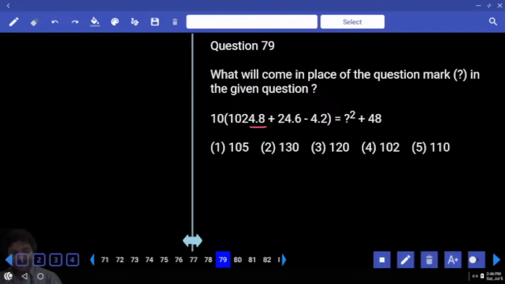Right, everywhere only one digit after decimal, correct? Subtract 4.2 from this number. How much is left? 20.2. 20.2 added to this number. 1045 into 10 is also there.